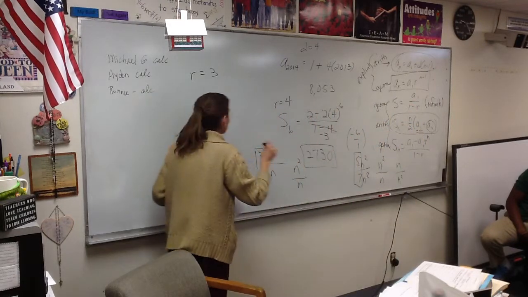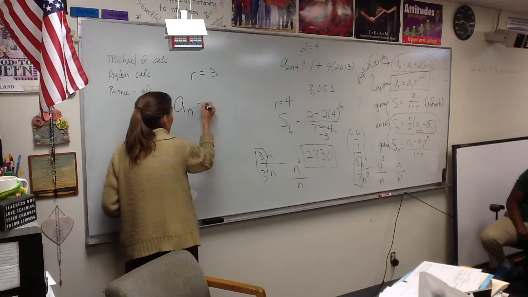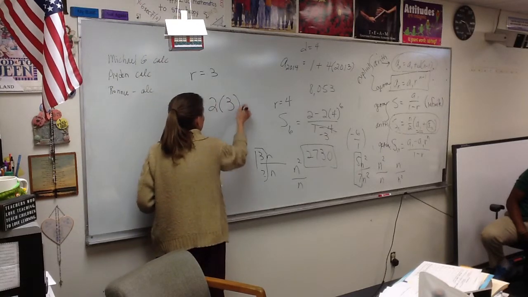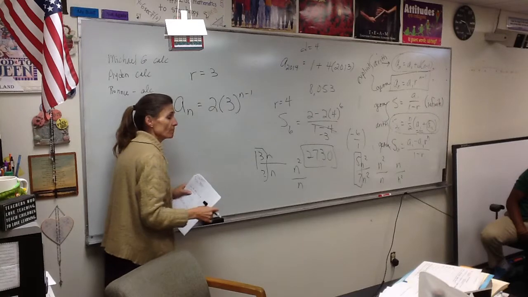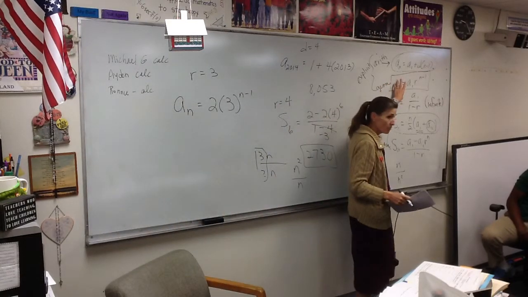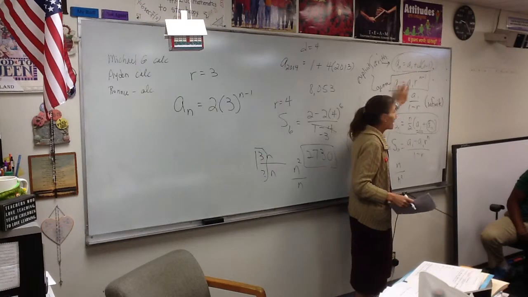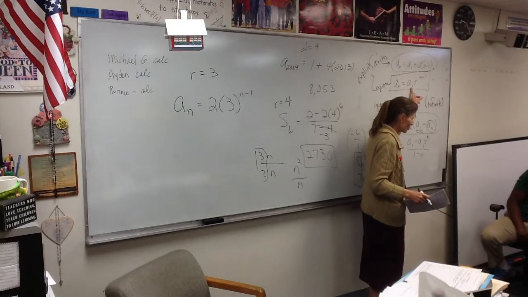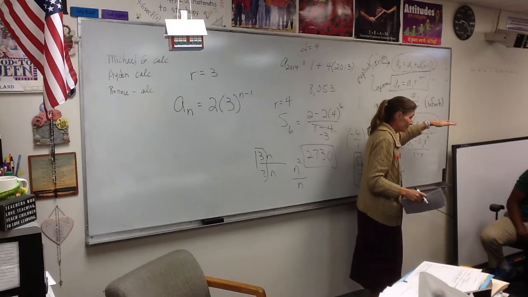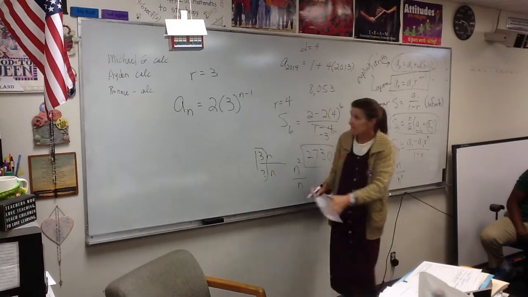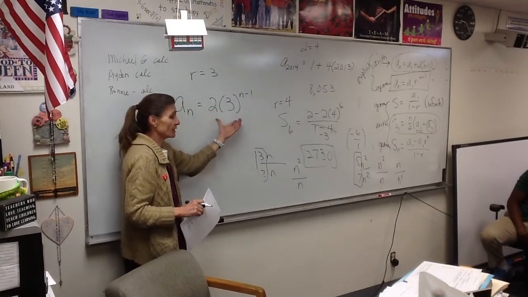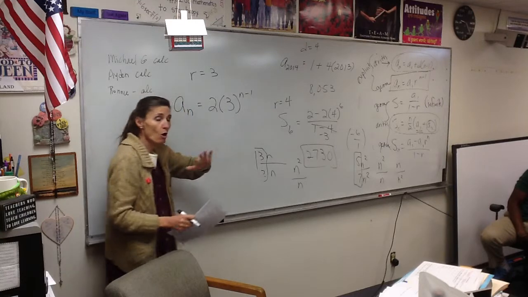We will simply write A sub n equals 2 times 3 to the n minus first. In other words, I take my geometric formula and I plug in my first term and my ratio, and I'm done. This is the answer. Do not multiply these together, you can't. Leave it like this. This is it, that's all there is to it.